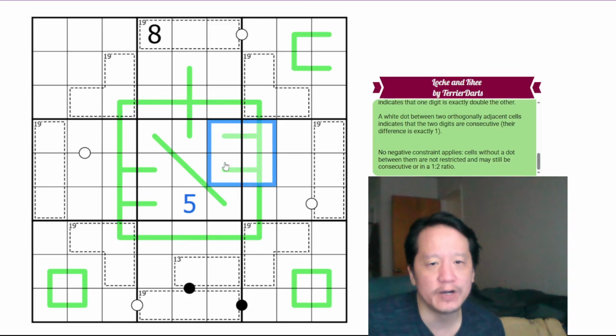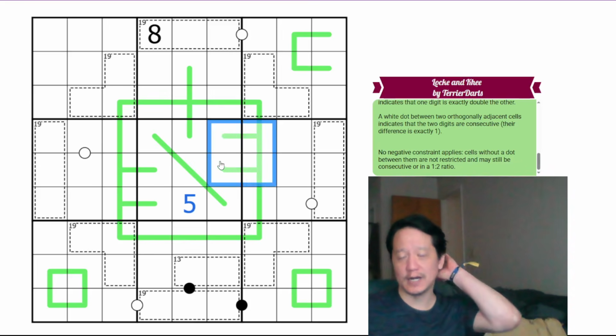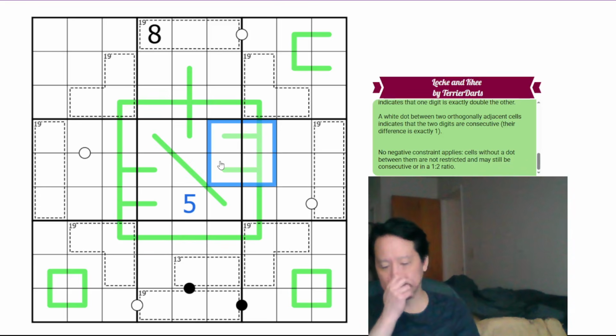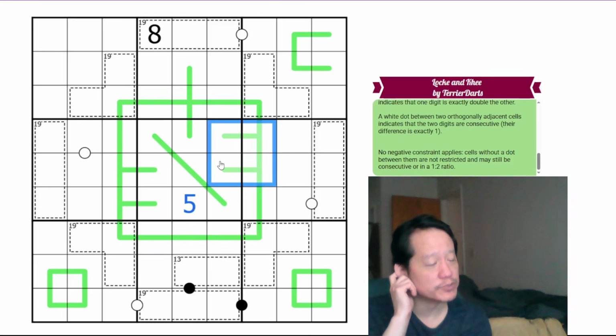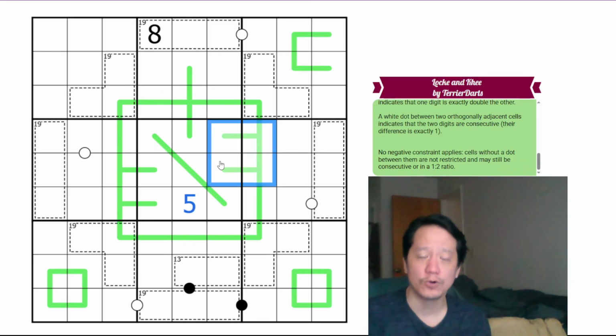Also, one thing about whisper 5 lines is that they will always alternate between low digits, which are 1 through 4, and the high digits, which are 6 through 9. And how do you know that?